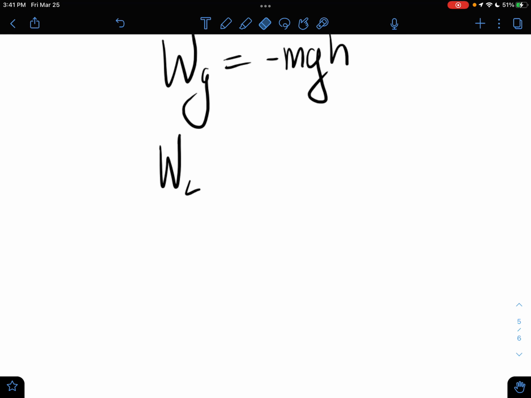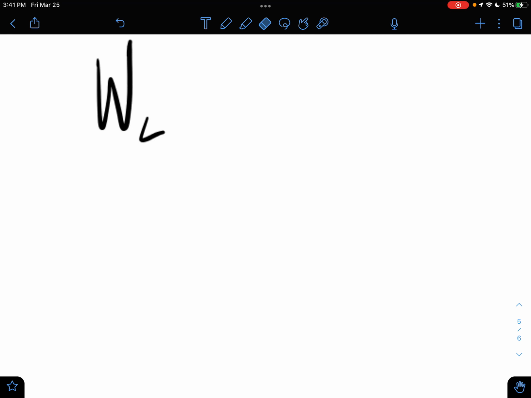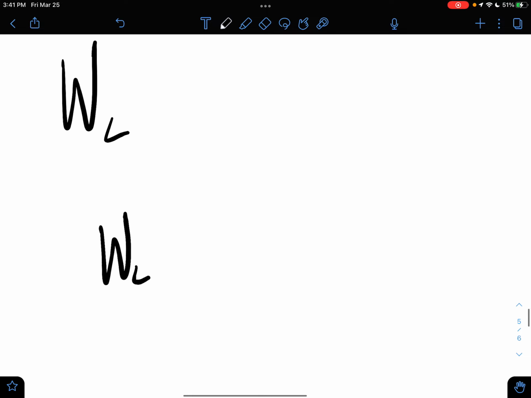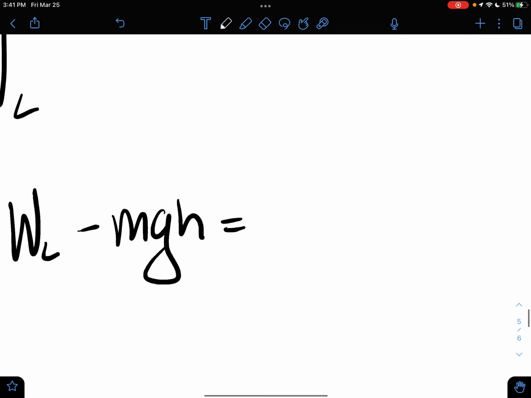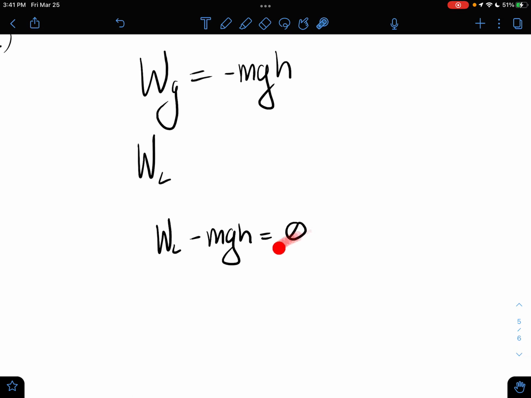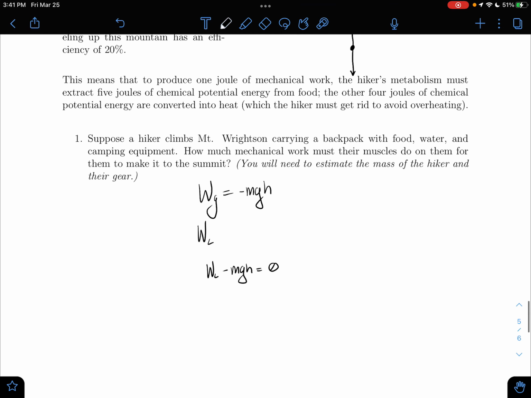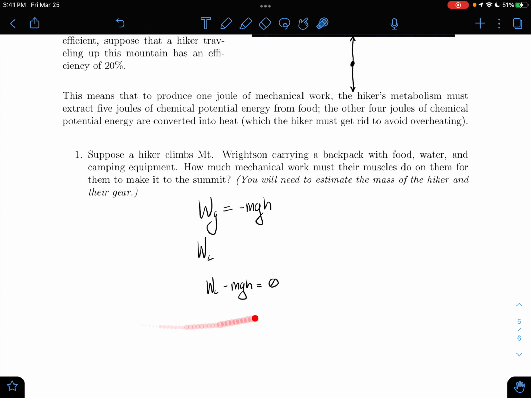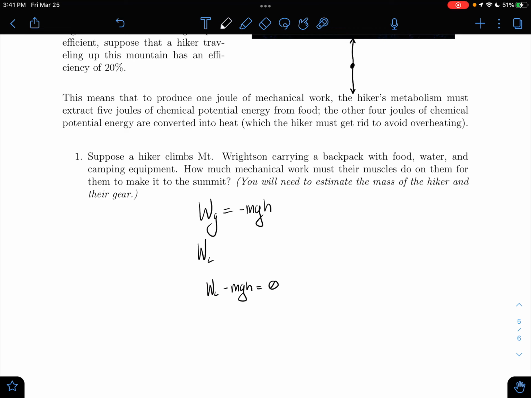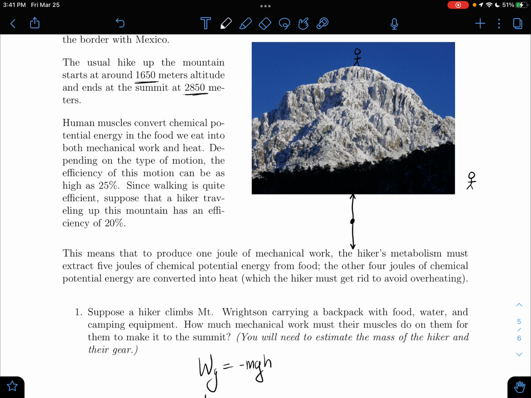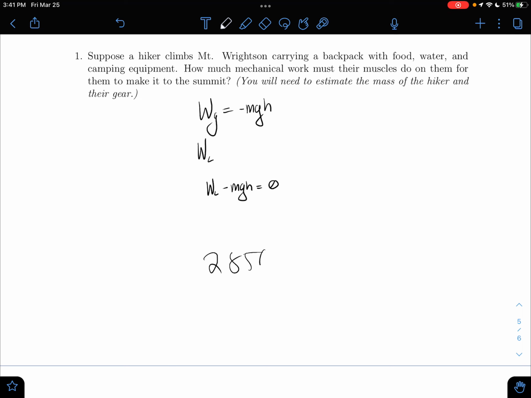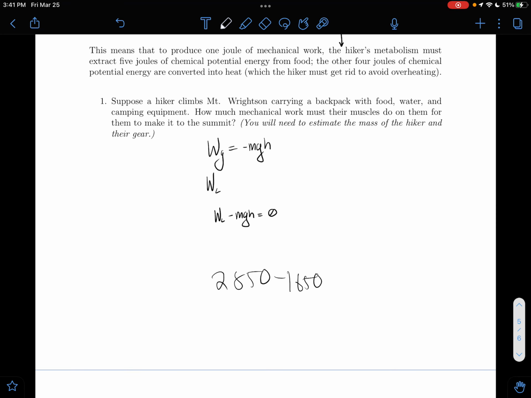So now if we set up our equation, we're going to say that our work from our legs, which we said was positive, minus our mgh equals 0, because we said all of our kinetic energy changes are 0 just to simplify things. Now we just estimate our mass, and then we can solve this and estimate the work required for our hike, our adventure. So our h1 minus h2 is 2850 minus 1650. I didn't punch this into my calculator.